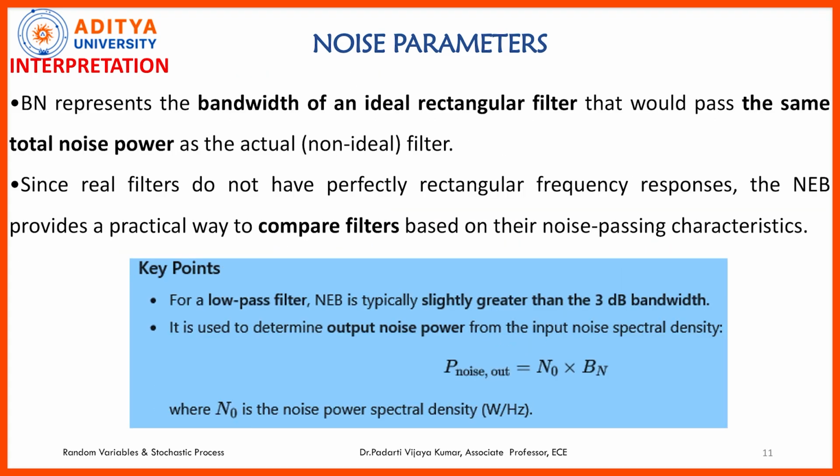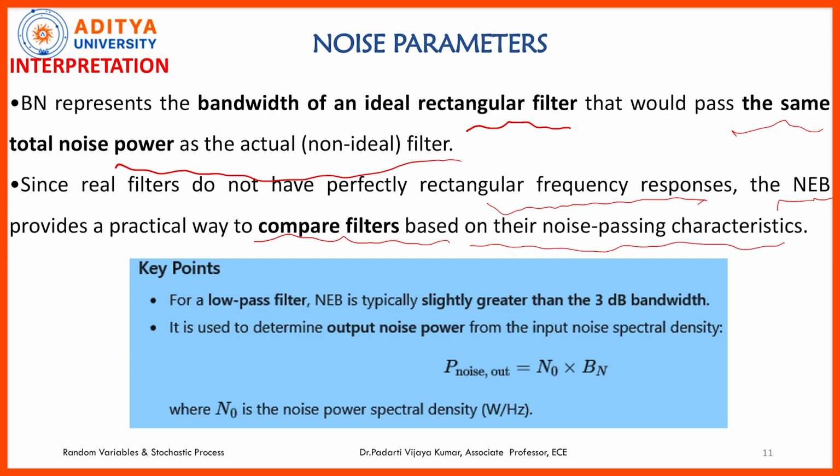So, the interpretation is: Bn represents the bandwidth of an ideal rectangular filter that would pass the same total noise power as the actual non-ideal filter passes. Real filters do not have perfect rectangular frequency responses. So the noise equivalent bandwidth provides a practical way of comparing filters based on noise passing characteristics. The key point is that noise equivalent bandwidth is slightly greater than the 3 dB bandwidth. It is used to determine the output noise power from the input noise power spectral density. So the output noise power is equal to noise power spectral density into bandwidth, watts per hertz into hertz.